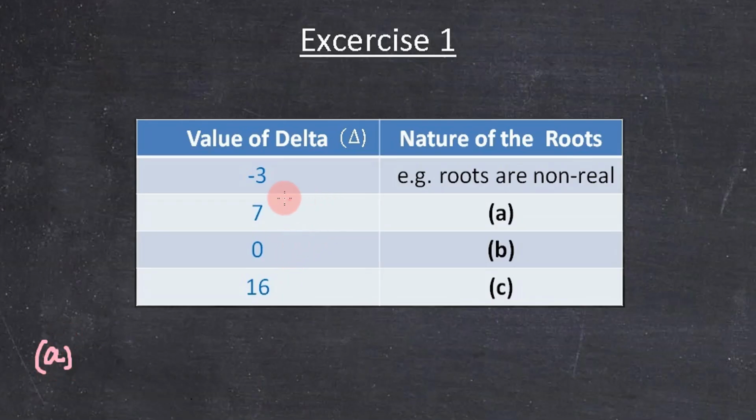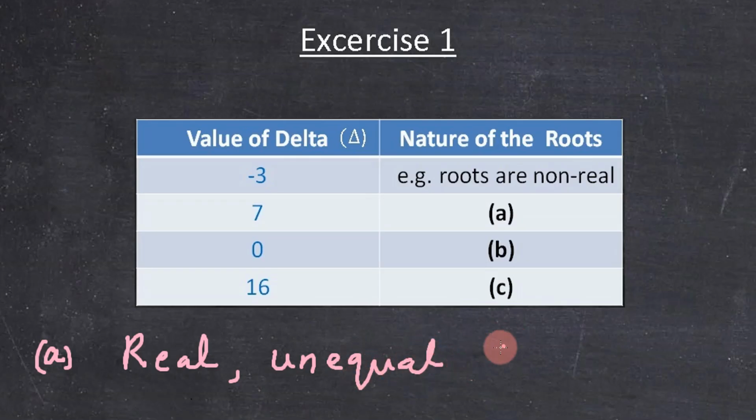So in A, delta is 7. 7 is not a negative number, so we know that the roots will be real. So whenever delta is not negative, the roots will be real. Then secondly, 7 is not equal to 0, so we also know that the roots will be unequal. Then thirdly, 7 is not a perfect square, so we know that the roots will also be irrational.